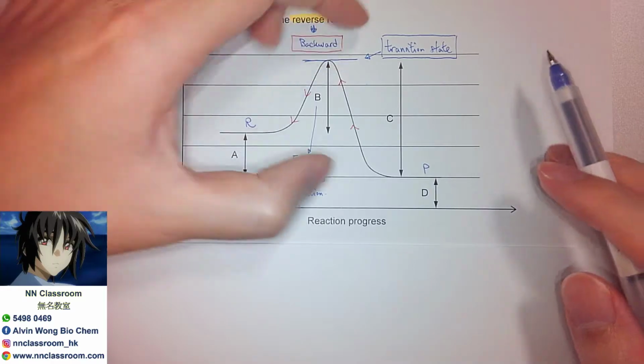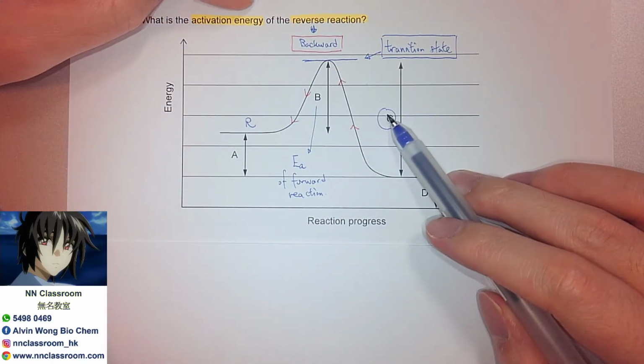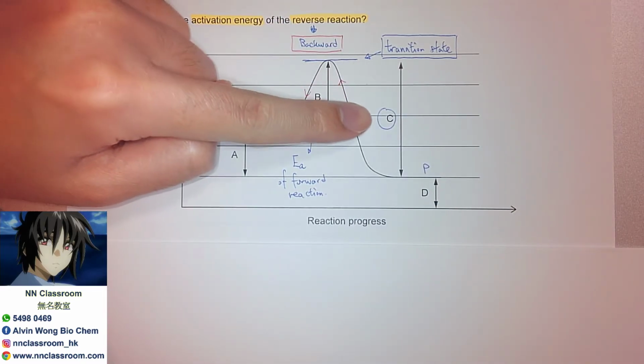So the gap in between, C, will be the activation energy for the reverse reaction. So answer C.